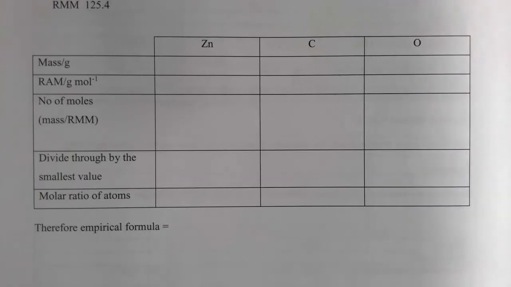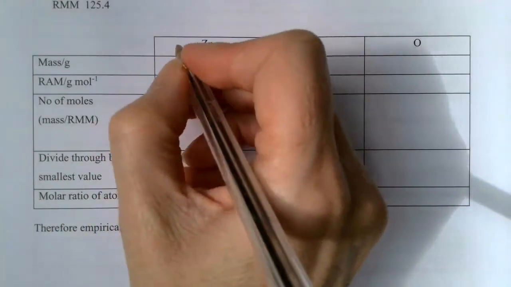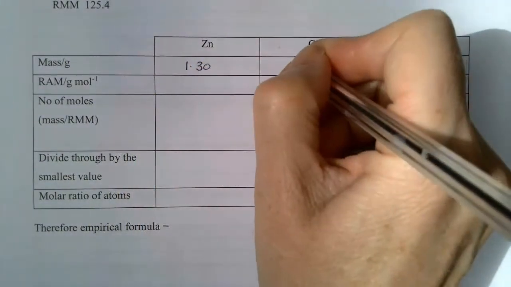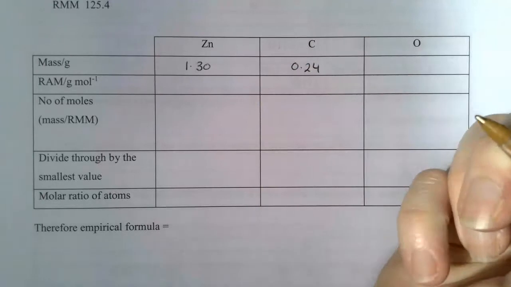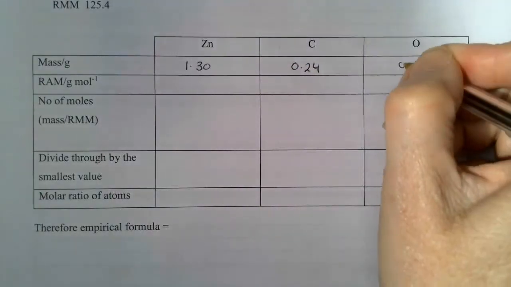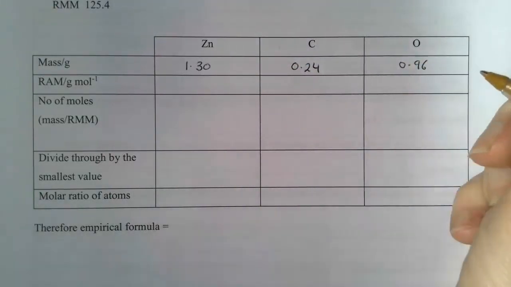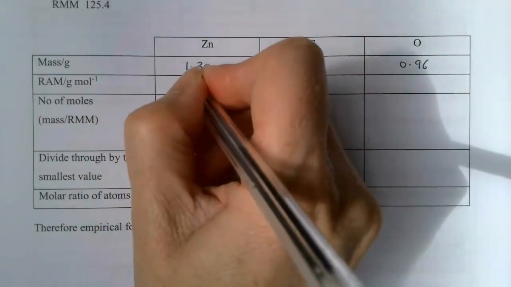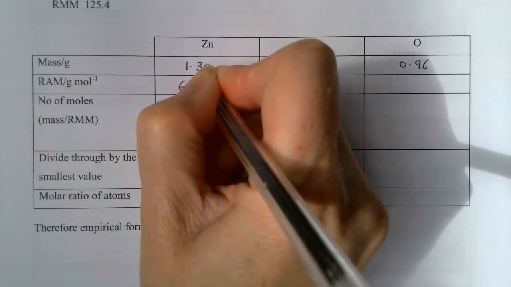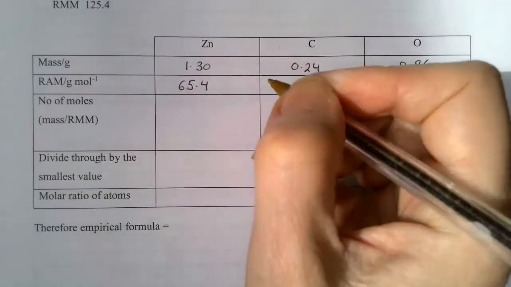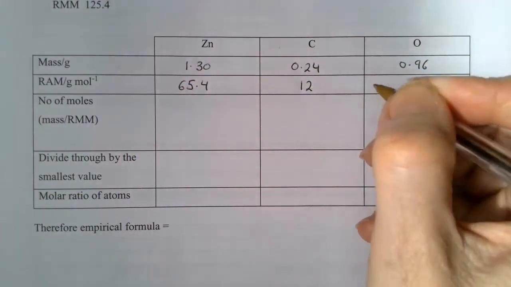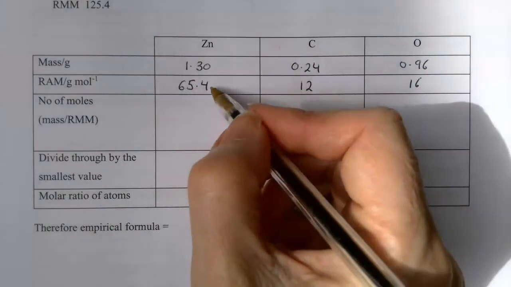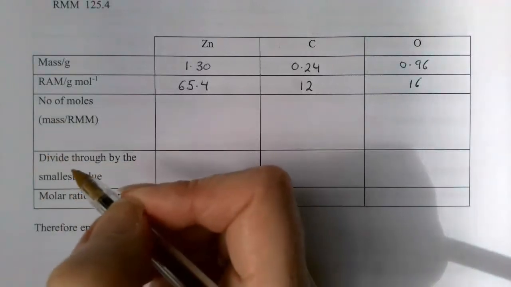So we've got the next example on the top of this page. So I've got 1.30 grams of zinc, 0.24 grams of carbon, and 0.96 grams of oxygen. I'm going to use my periodic table to find the RAM, and that's 65.4 for zinc, 12 carbon, 16 oxygen. Again, I'm going to divide these numbers to find the number of moles.